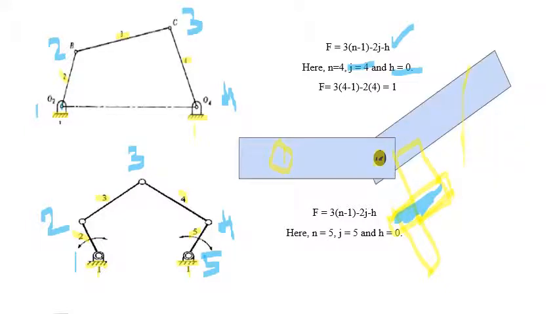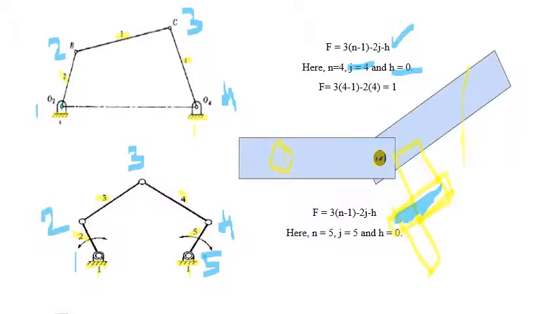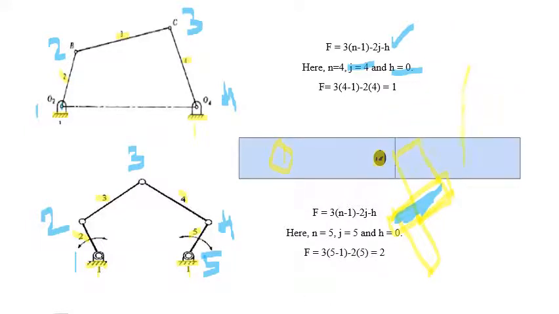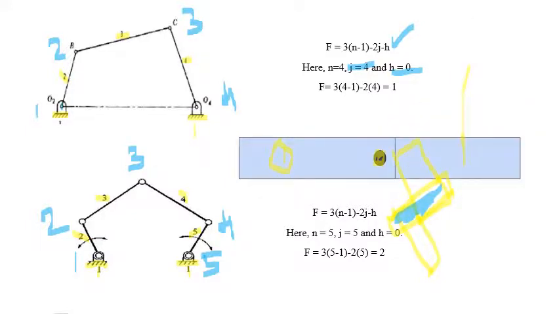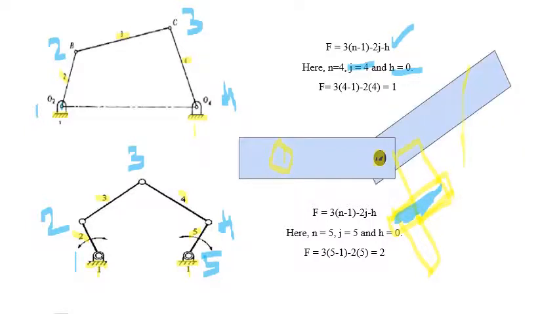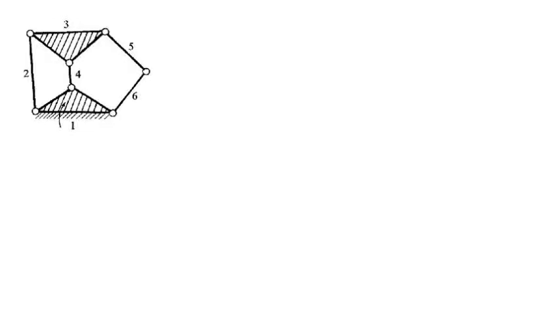Since none of the links have a higher pair, that is point contact or line contact, the H value is equal to 0. Now substitute all these values, N is equal to 5, J is equal to 5 and H is equal to 0. After simplifying, the F value becomes 2. So this mechanism, or this kinematic chain, has 2 degrees of freedom. The next problem is, let us consider this kinematic chain and find the number of degrees of freedom.